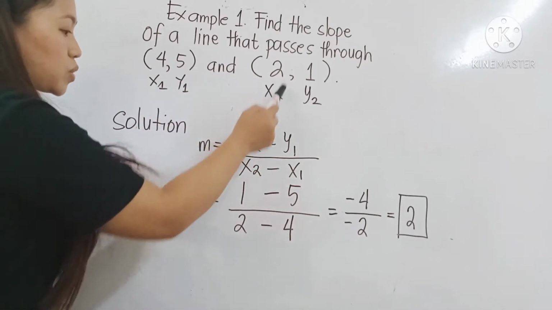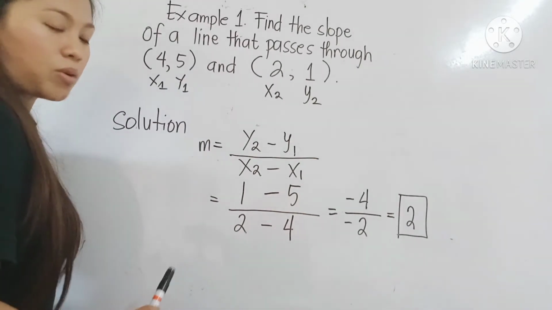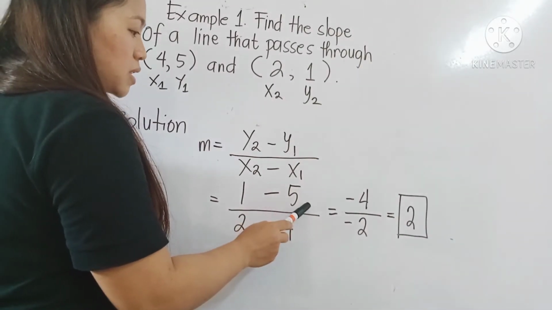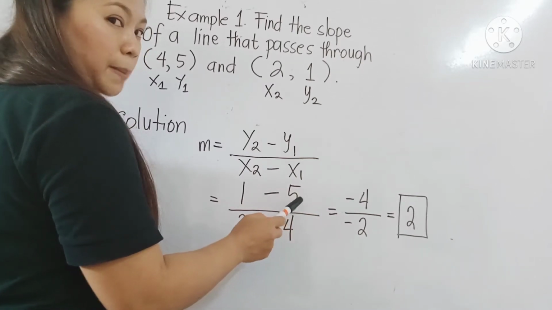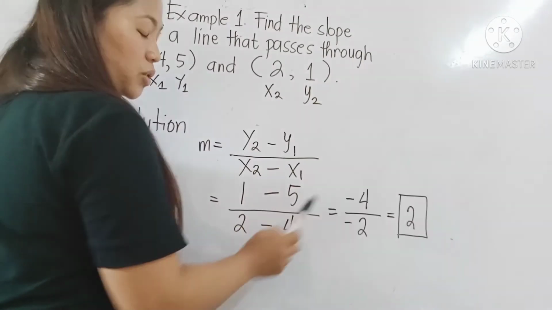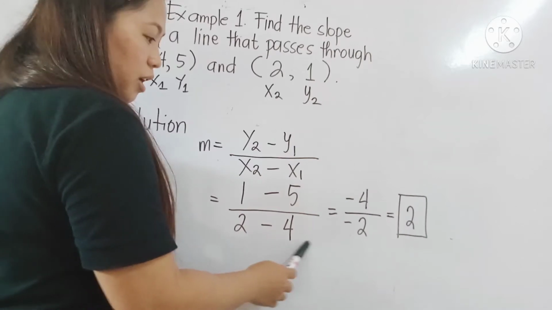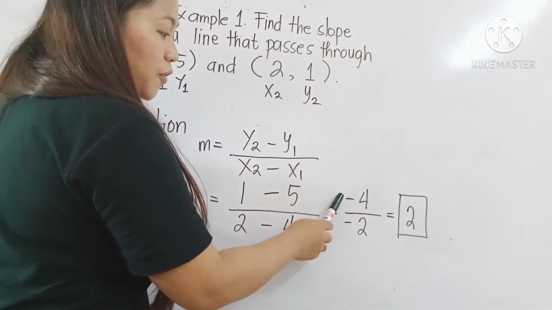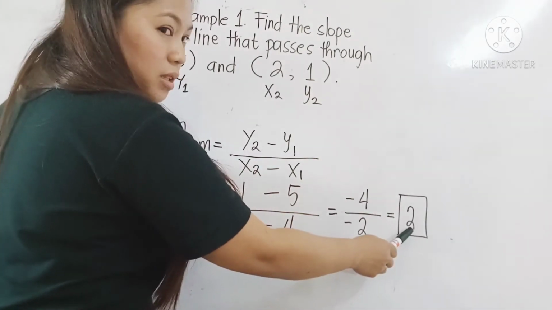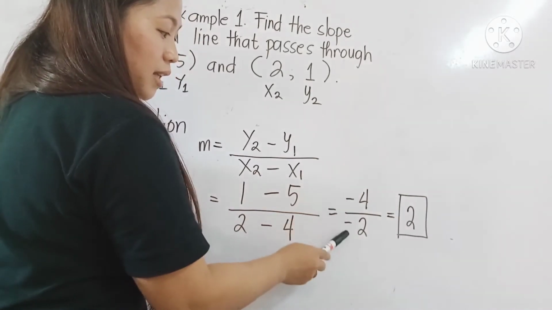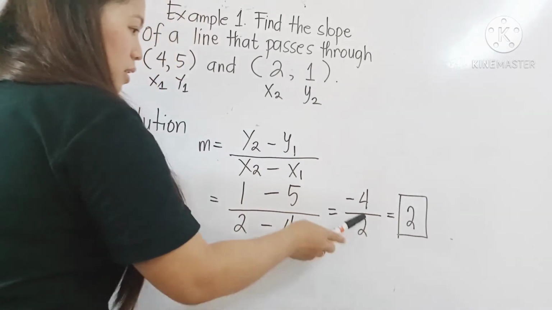Substitute natin, x sub 2 is 2 minus x sub 1, which is 4. So, magiging 2 minus 4. Now, let's solve. 1 minus 5 is equal to negative 4. Alam natin na kapag subtraction, malaki si 5. Okay, so copy natin yung kanyang sign. So, magiging negative 4 siya, and then 2 minus 4, okay, is equal to negative 2. And negative 4 divided by negative 2 is equal to positive 2. Bakit? Kasi like sign yan. Sa division of integer, pag like sign, magiging positive.